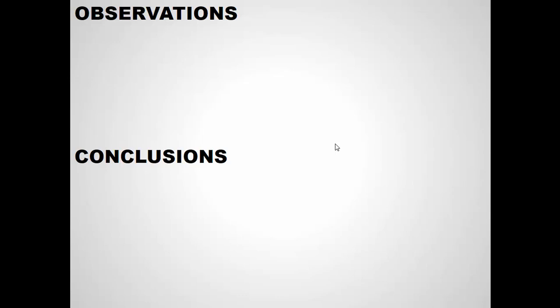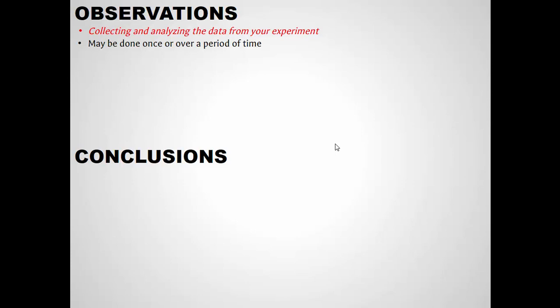As our experiment progresses, we make observations. Sometimes we collect observations as the experiment is going along. Other times we might just collect our data at the end of the experiment. But observations are basically collecting data. We could be measuring things, counting things, using tools to analyze the results.